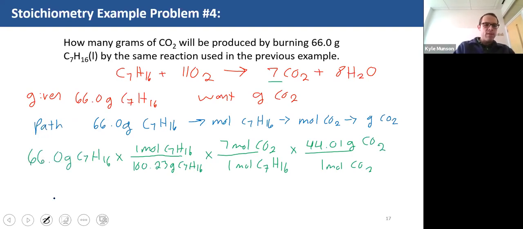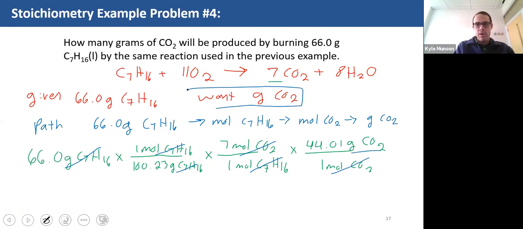Okay, now check your units again. Grams of heptane cancels with grams of heptane. Moles of heptane cancels with moles of heptane. Moles of CO2 cancels with moles of CO2. And I'm left with grams of CO2 as my unit, which is what I want, right? So putting all that in the calculator, I get 203 grams of CO2.